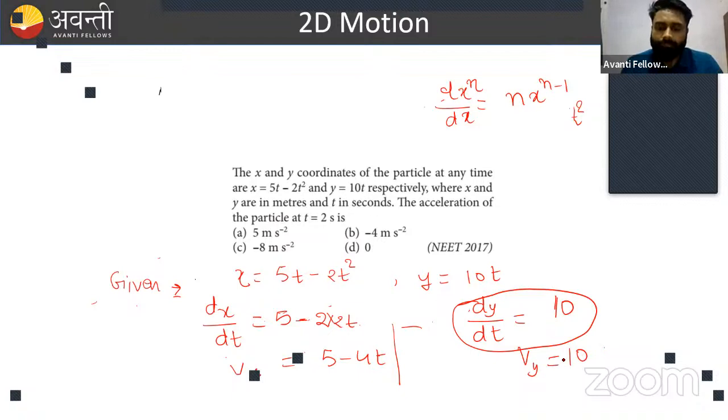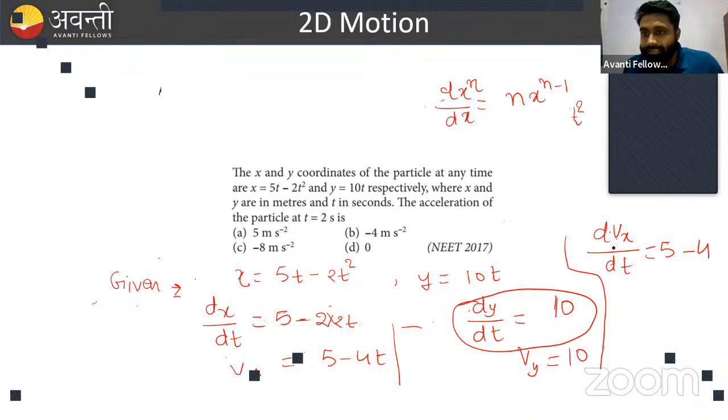इसका मतलब क्या हुआ? What does it mean? कि y direction में there is no acceleration. The only acceleration is present in the x direction. Okay. So now, अब question easy हो गया हमारे लिए. यहाँ से हम क्या करेंगे? We will again differentiate this vx with respect to time, and we will get 5 minus 4.